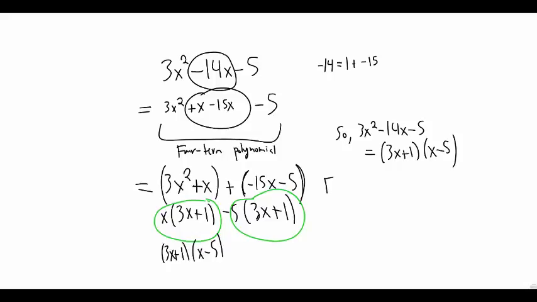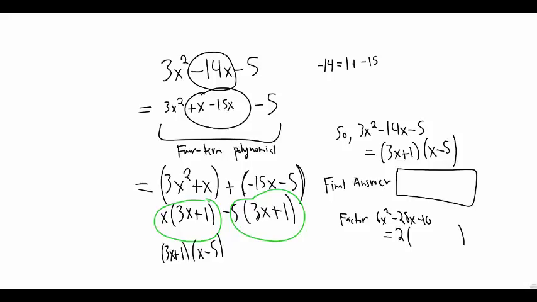Okay, let's stop and think about our final answer to this problem. We don't want to forget, we'll put our final answer in this box. We were trying to factor 6x squared minus 28x minus 10. Remember, there's the GCF of 2 that we pulled out. Don't forget to include that in your final answer. Your final answer, of course, is 3x plus 1 times x minus 5, along with the 2 in front of that. That is your final answer.